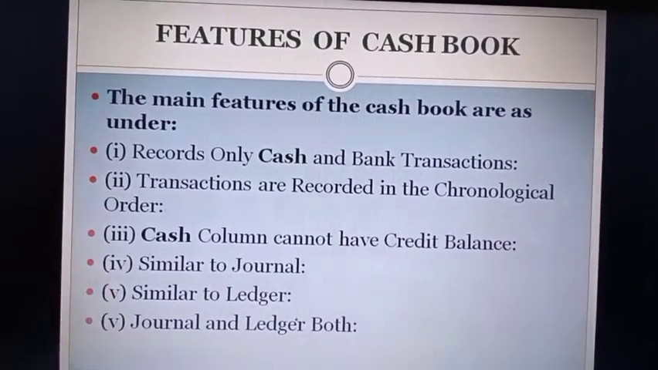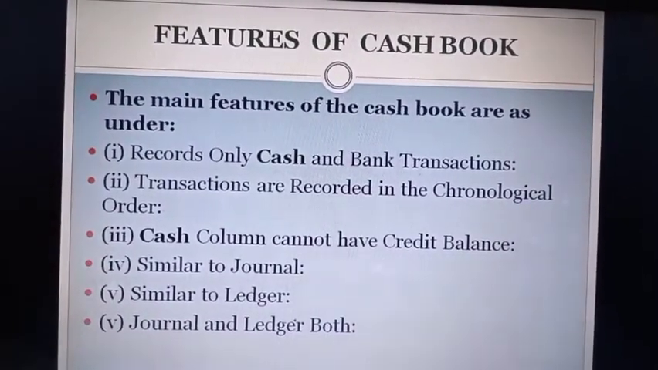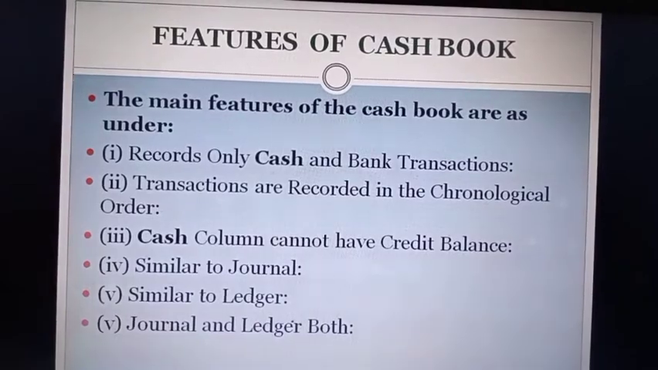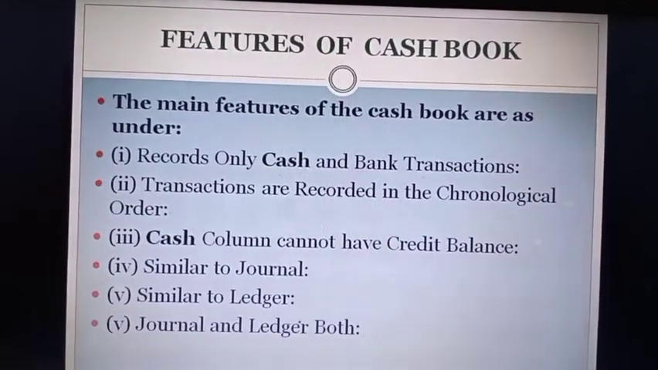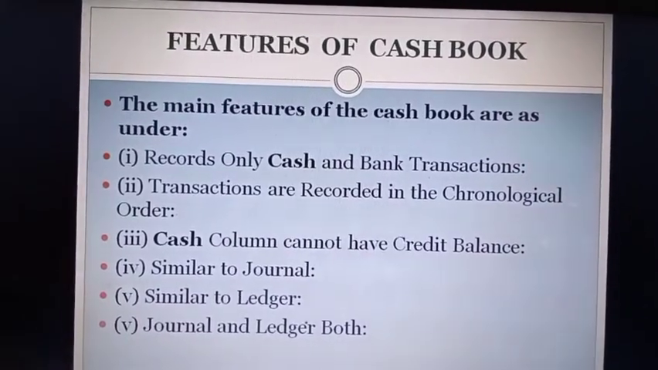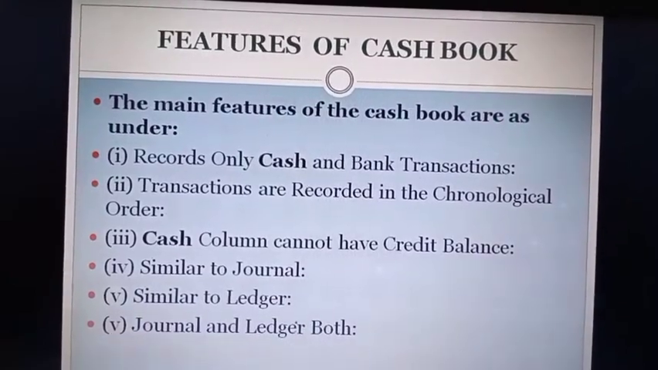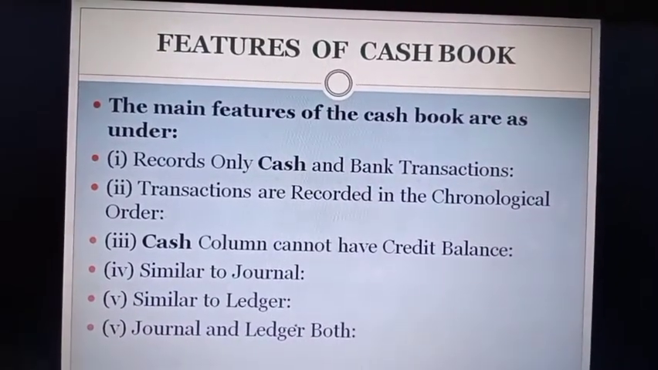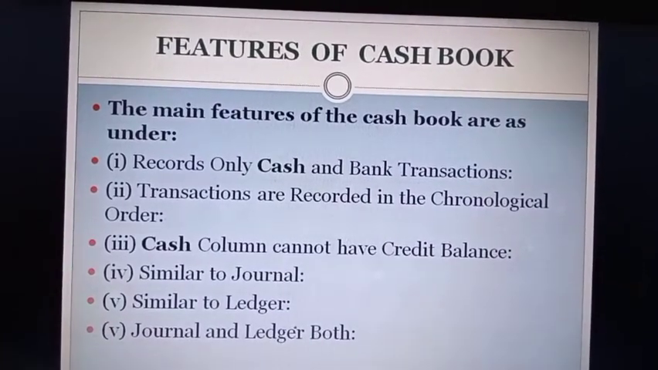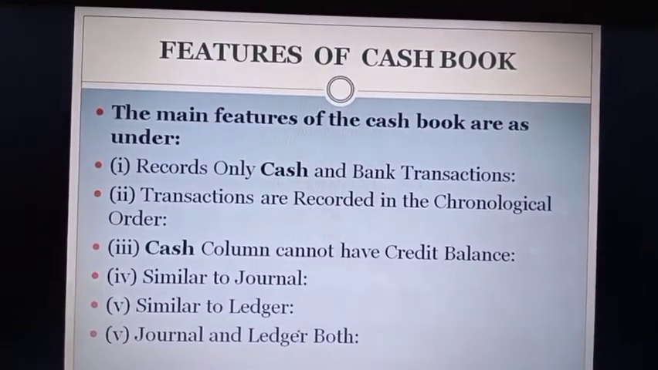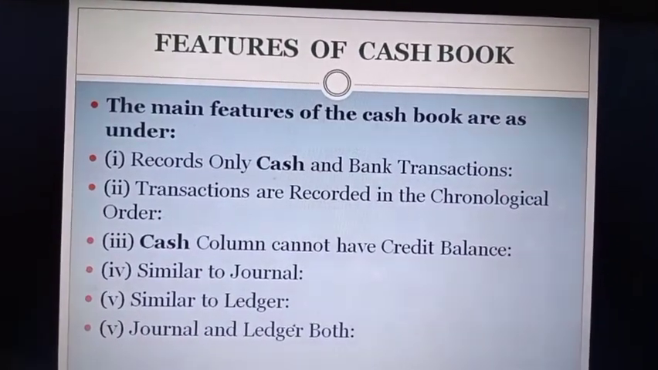Next, it is similar to ledger, because it has a debit column as well as a credit column, so it is similar to the format of a ledger. We also consider it as a cash account because it shows us the details of all the cash transactions happening in a business during an accounting period. That is why it is also considered a cash ledger account. And then, journal and ledger both, so it is a generalized ledger.